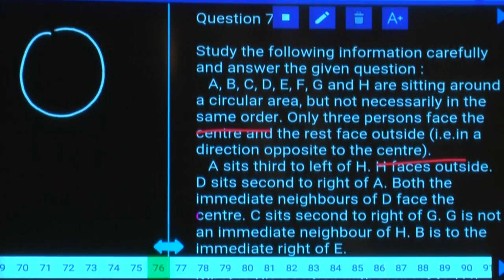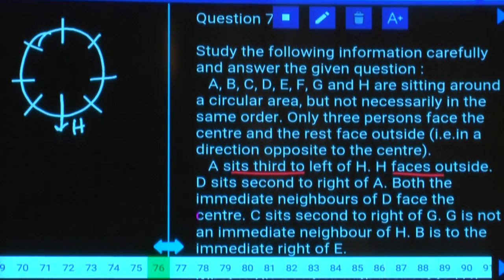H is facing outside. Now 1, 2, 3, 4, 5, 6, 7, 8 persons. As H is facing outside, hence H will be at this place. Then A sits out to the left of H. As A is seated out to the left of H, now H is facing outside. As H is away, A must be here. Then only A sits out to the left of H.